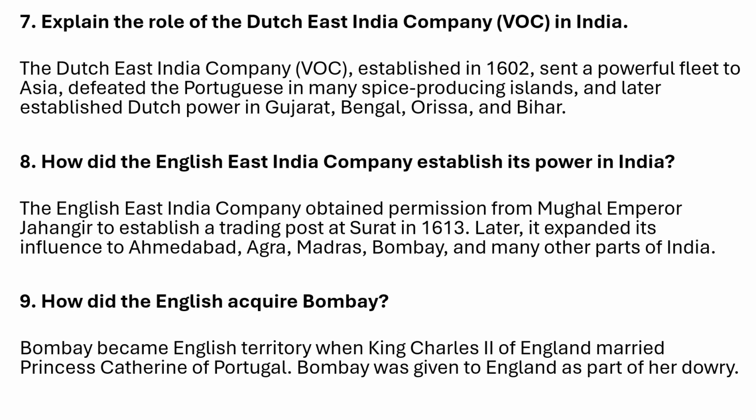How did the English East India Company establish its power in India? The English East India Company obtained permission from the Mughal Emperor Jahangir to establish a trading post in Surat in 1613. Later, it expanded its influence to Ahmedabad, Agra, Madras, Bombay, and many other parts of India.